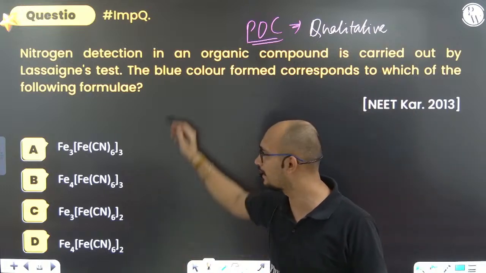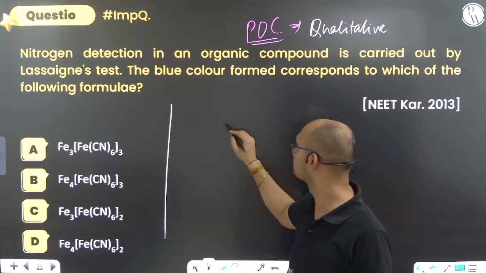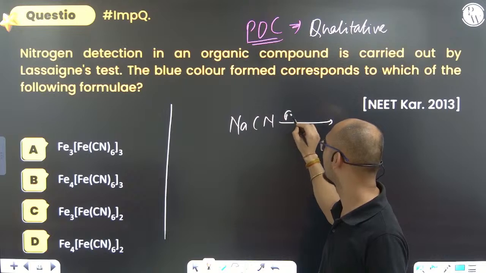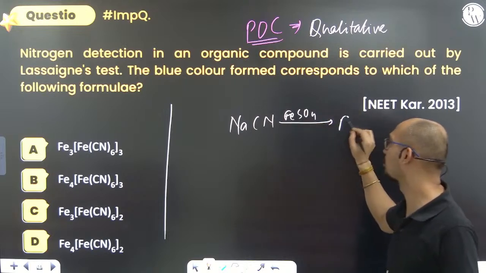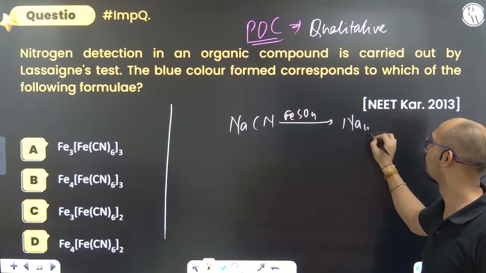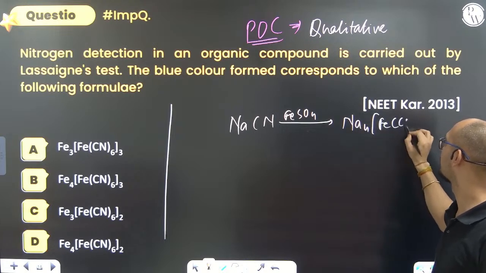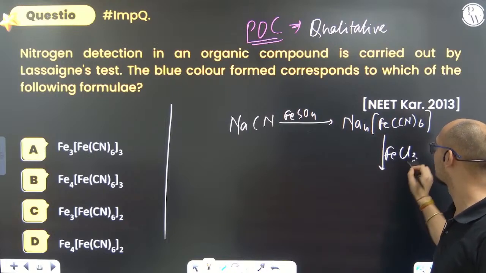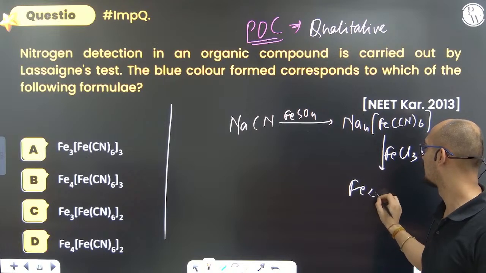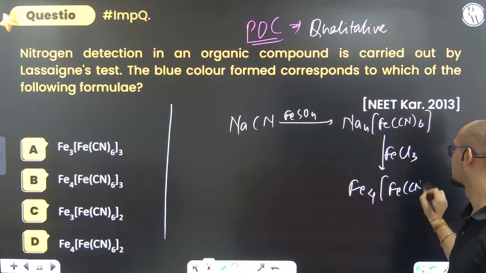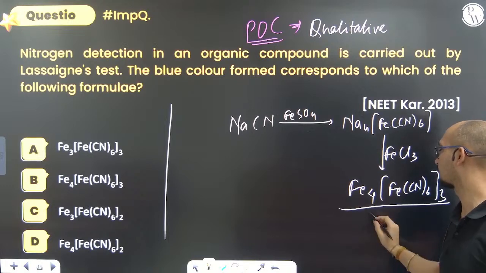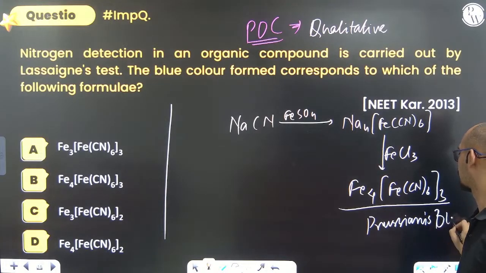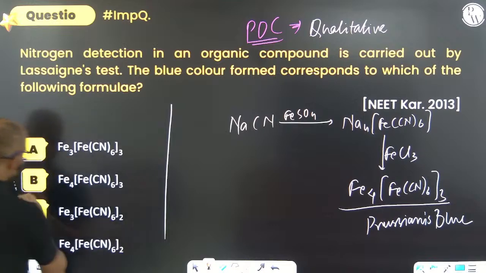I hope I have told you right now only. That is, what is that? Prussian blue. What happens? First of all, NaCN, then it reacts with FeSO4. That will convert into, I hope you all understand it, Na4[Fe(CN)6], that is sodium ferrocyanide. Then we will make it react with ferric chloride. It will convert into Fe4[Fe(CN)6]3 taken thrice. It is nothing but what? Prussian blue. Which of the following is correct? Option B is the correct option.